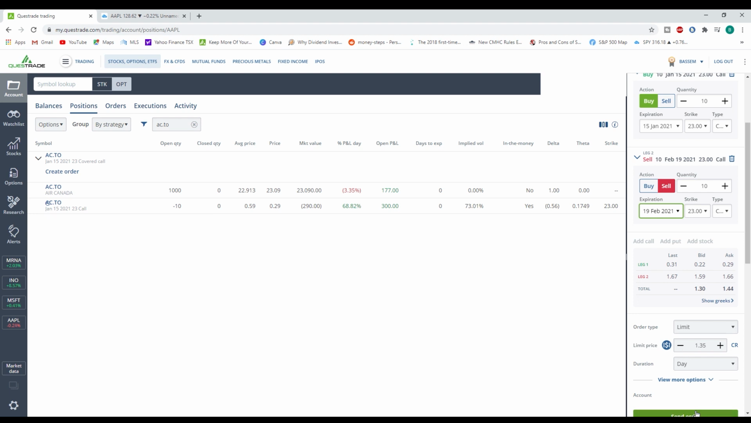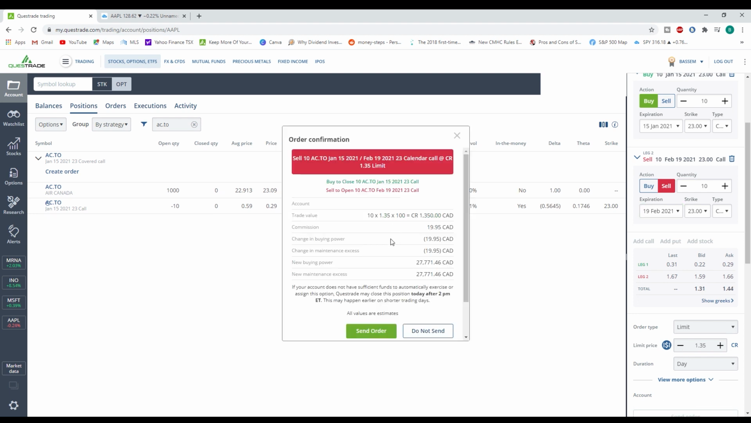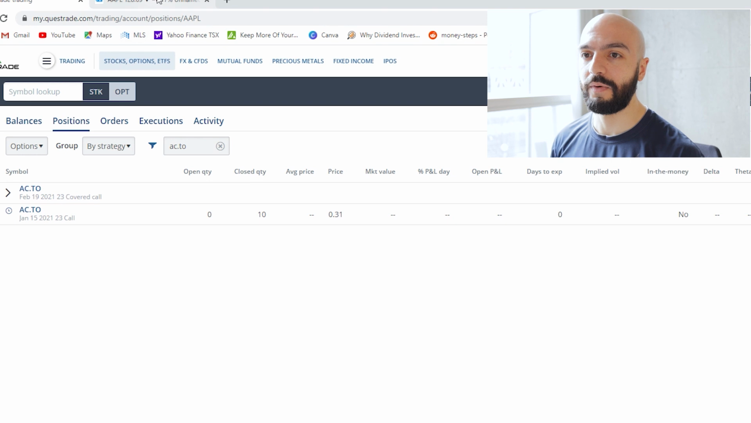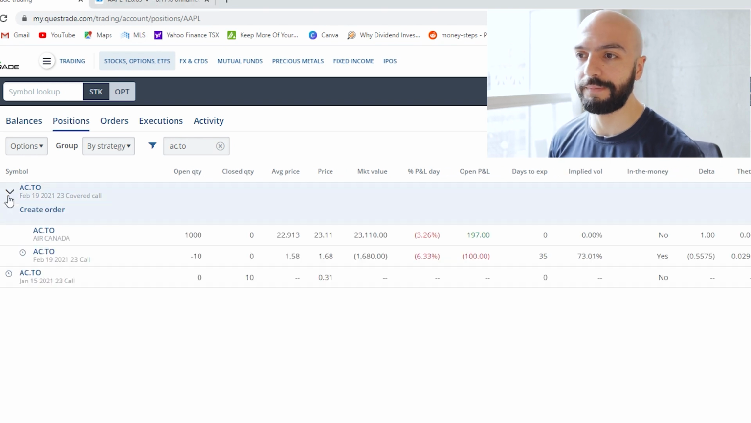So take a look at the income I'll be getting. I'll be getting, let's say, $130 per contract. And for one month, at the 23 strike, that's 5.6%. So here I'll be making $1,350 by rolling it out. Let's click send. I hope you guys can't hear that. Oh look, order filled. Boom, right away.